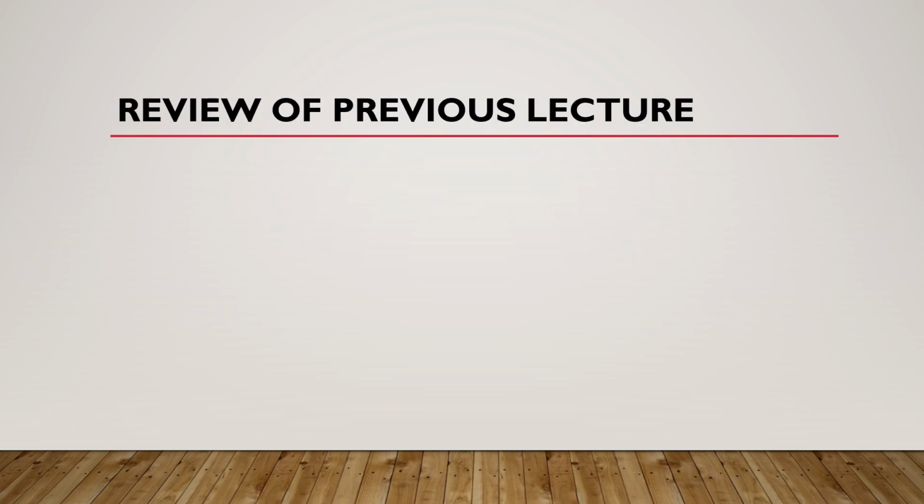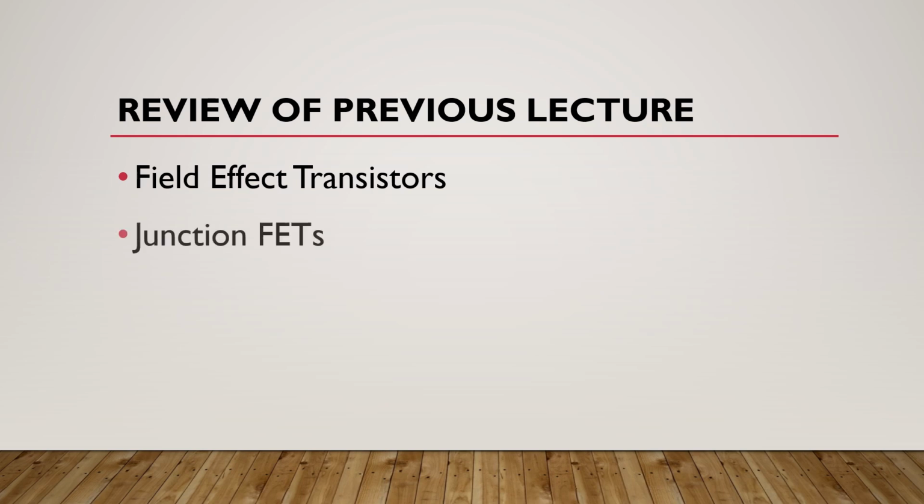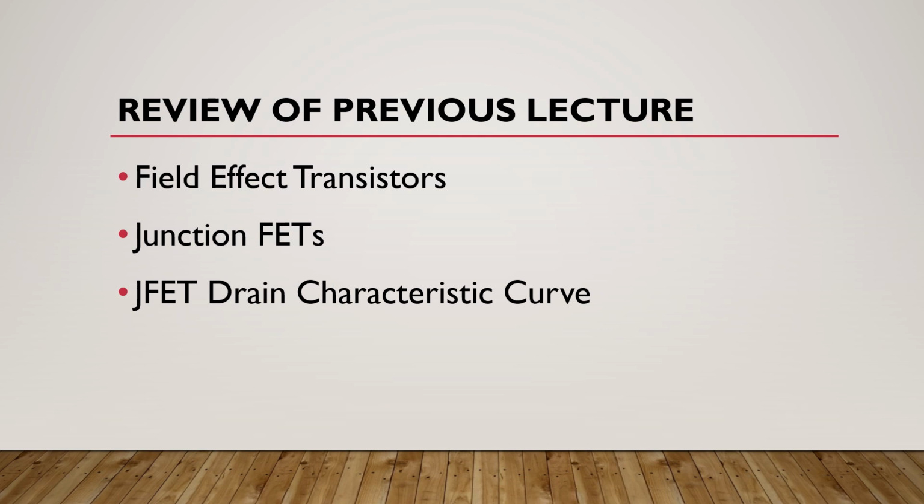First, we will have a quick review of our previous lecture. In your last lecture, you studied field effect transistors. You studied that there are two major classifications of field effect transistors. You understood the first major classification, which is junction field effect transistors. You also understood the JFET drain characteristic curve, and you studied self-biasing of junction field effect transistors.